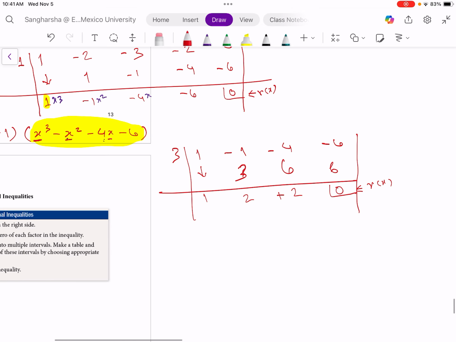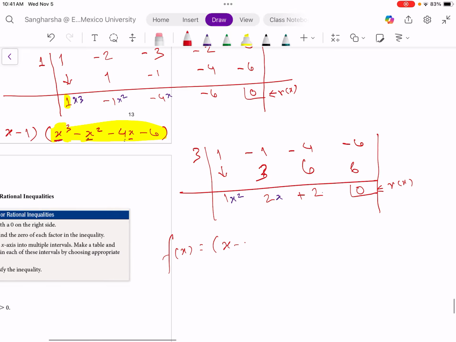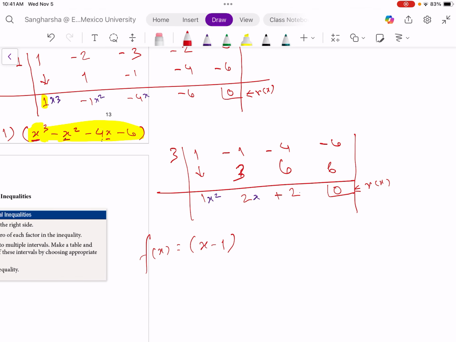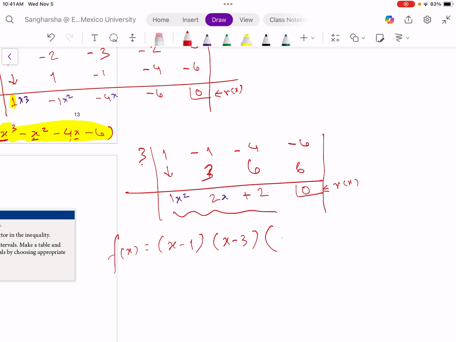Now what will be our quotient? How do we write down the quotient? This has a degree 3. So the quotient will be less by 1. It will be degree 2. So this is x square, this is x, and this is constant. So our function f of x is, we already have a first factor, x minus 1. So what is our second factor? x minus 3, okay, because 3 is a real zero, x minus 3. And the third factor is this quotient, x square plus 2x plus 2.